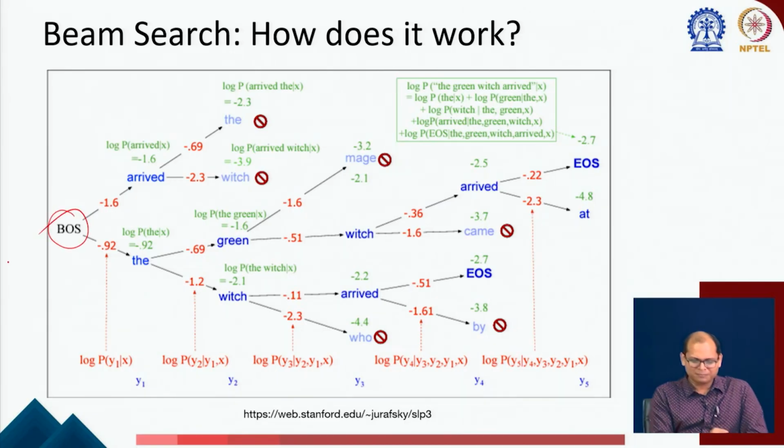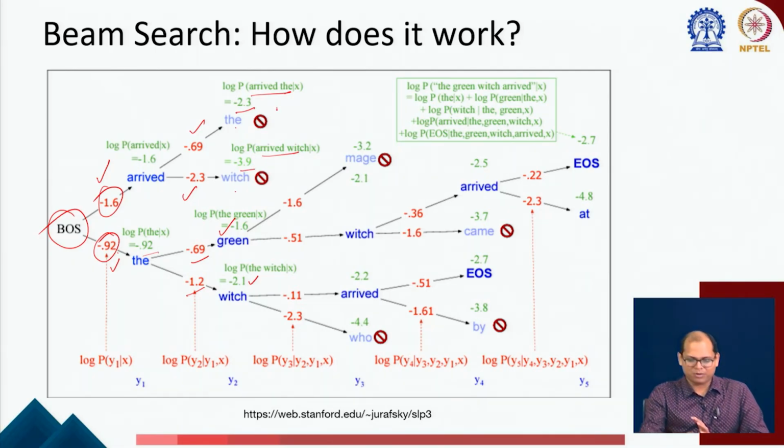I start from the beginning of sentence, and I only keep track of 2 highest probable things. This is log probability, and in magnitude lower is better. This has a lower magnitude, and I would have chosen this in greedy decoding, but now I also take the second one. Then I go ahead with both of these. I get another one, probability of the green given x. So, this is minus 0.92 plus minus 0.69, that is minus 1.6, and minus 0.92 plus minus 1.2, that is minus 2.1, roughly. Similarly, here I add the 2 probabilities for the and which to get the probability for the entire partial completion, which comes out to be minus 2.3, minus 3.9.